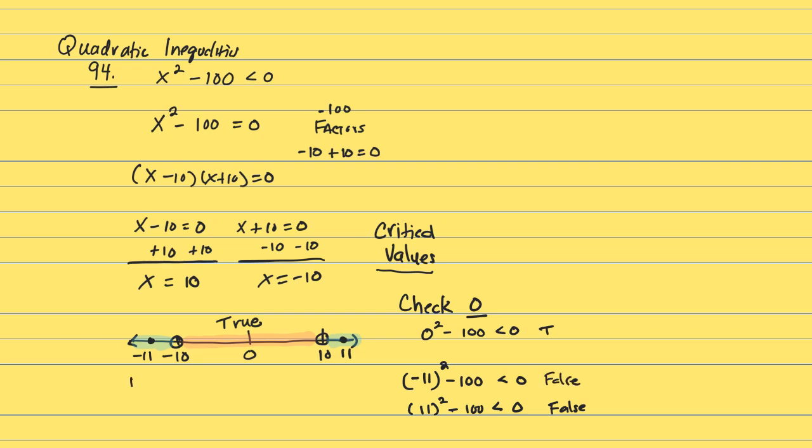So our answer is x greater than negative 10 and x less than 10. You may also see it like this: x is less than 10, but yet it's greater than negative 10. Of course, there's no equal sign, so those would be the possible answers.